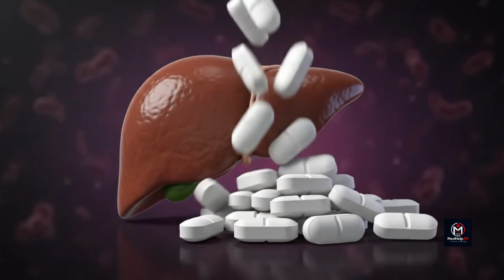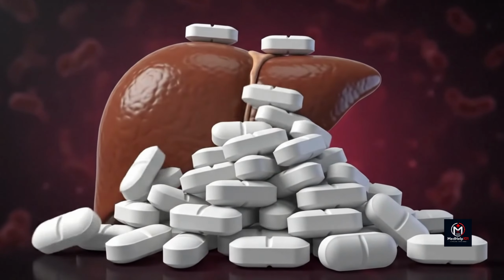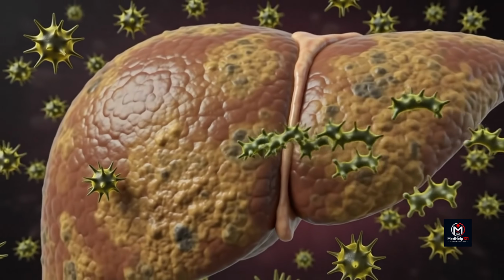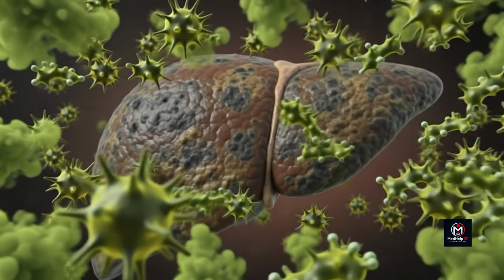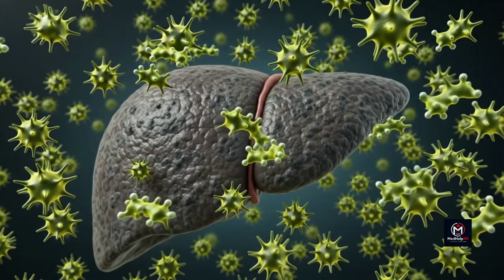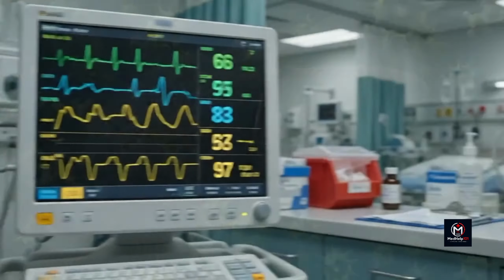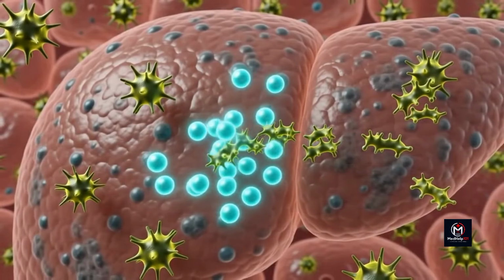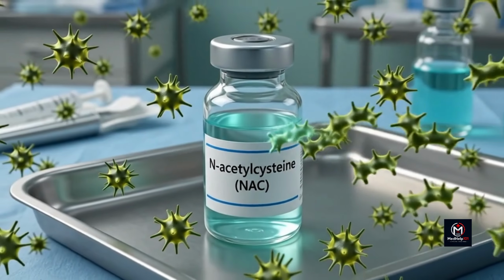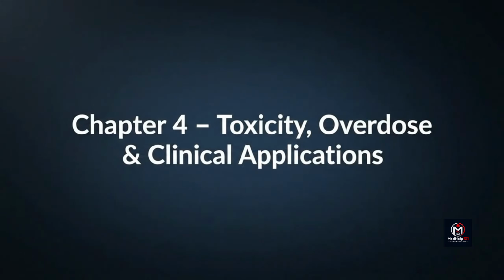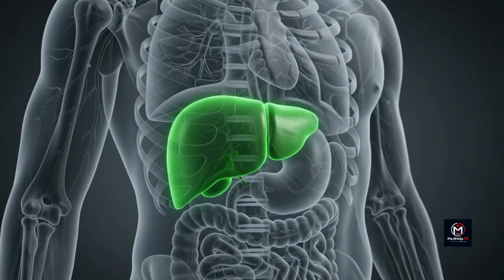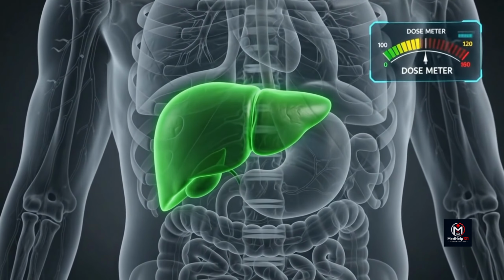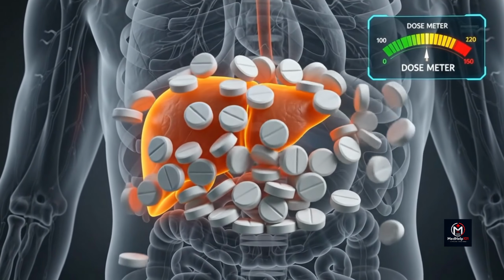But what happens if too much paracetamol is taken? A life-saving medicine can become a deadly poison. In the final chapter, we'll explore overdose, liver toxicity, antidote with N-Acetylcysteine, safe dosing, and the clinical use of paracetamol in emergency medicine. So far, paracetamol has protected the body, but every medicine has a safe limit.